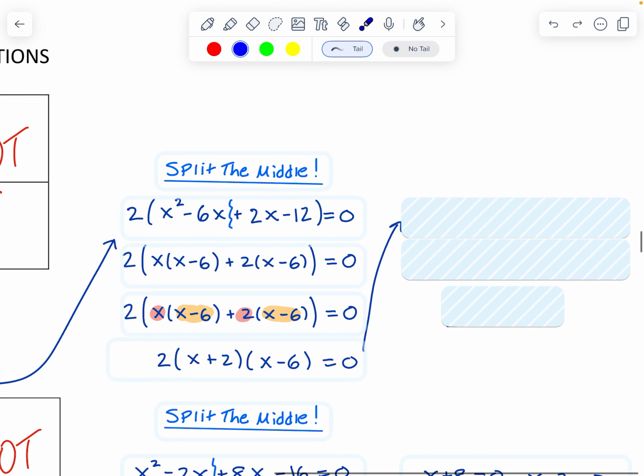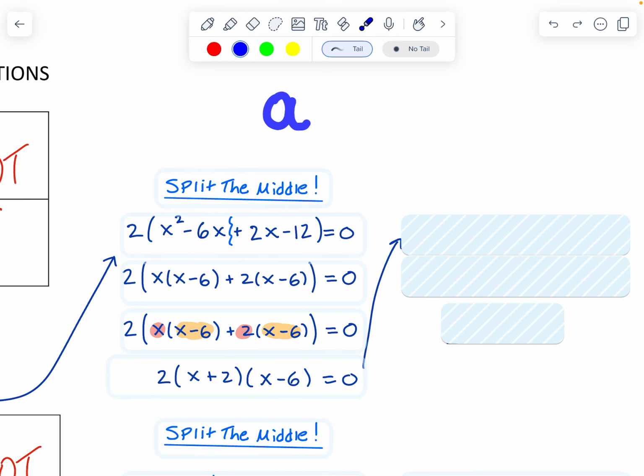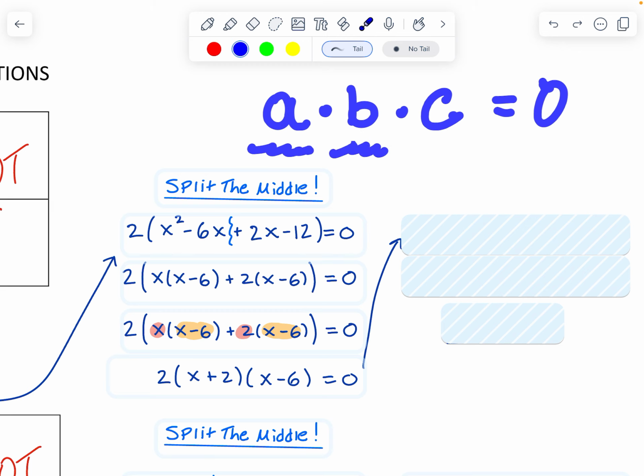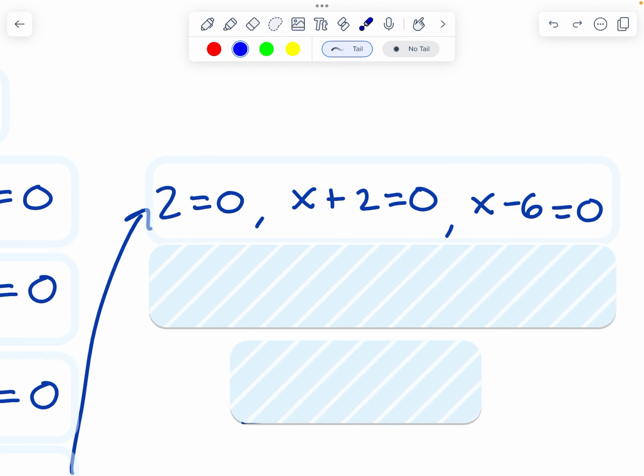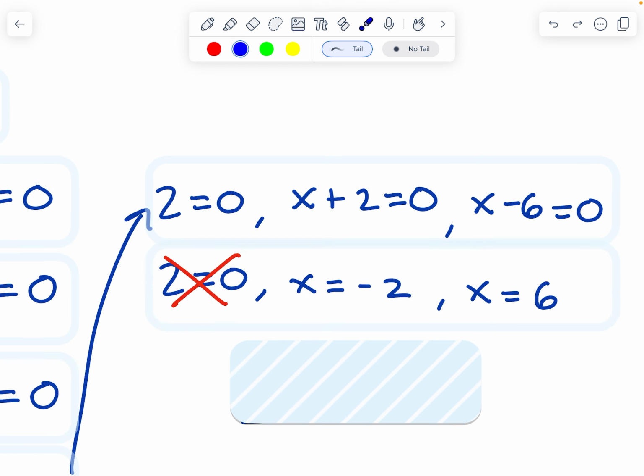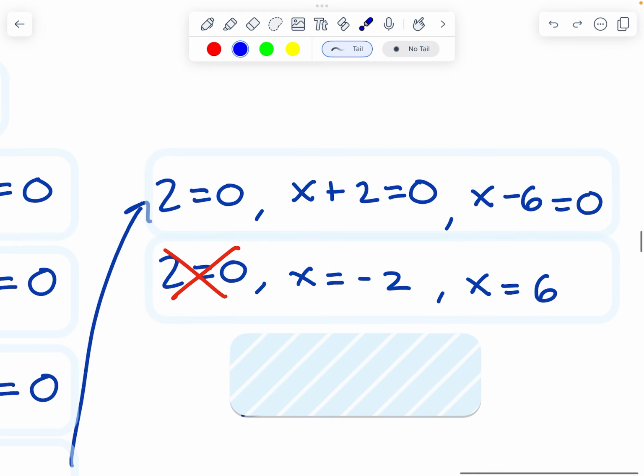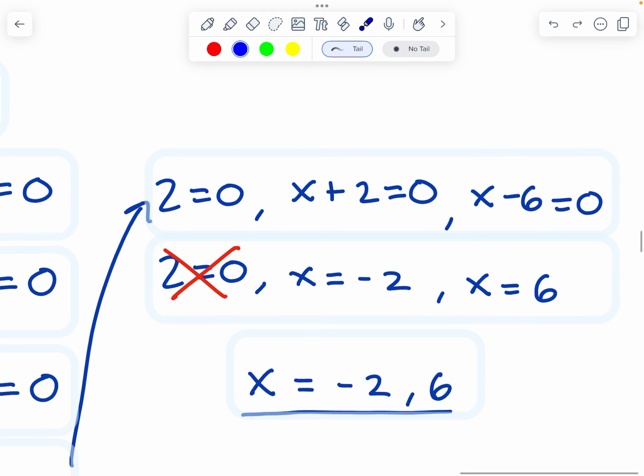Now we have 3 things multiplying equal to 0. Right, that would maybe be a times b times c is equal to 0. Well, just like it was with 2 terms, a is either 0, b is equal to 0, or c is equal to 0, or it's 2 of them or all 3 of them. In this case, you have 2, x plus 2, x minus 6, and all of them are equal to 0. One of these can be ruled out right away. Clearly, 2 is not equal to 0. So our solutions here would be negative 2 and 6.